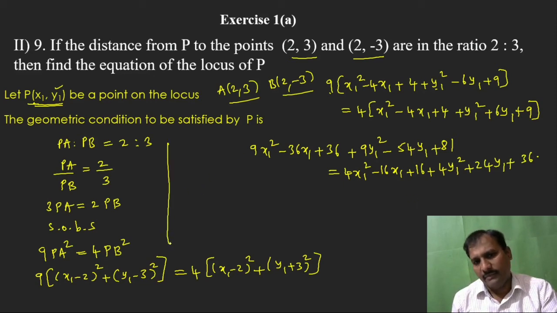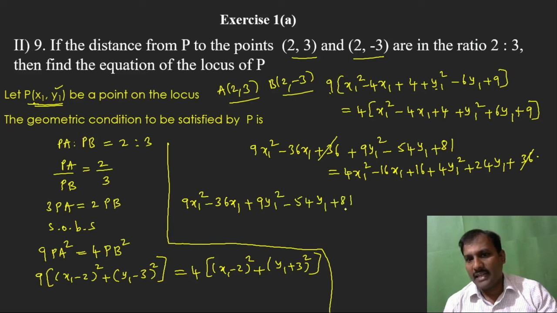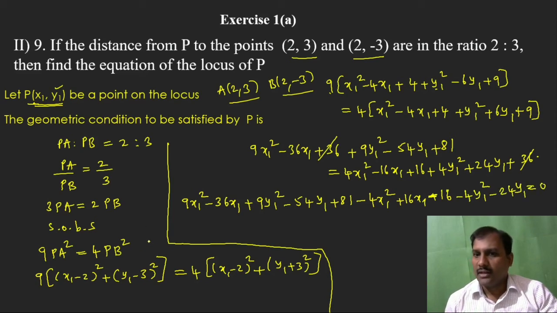So what you will get here is, see, this will become 9x1 square minus 36x1 plus 9y1 square. Okay, both sides 36, 36 gets cancelled. Now what is remaining here? Minus 54y1 plus 81 minus 4x1 square plus 16x1 plus 16, sorry, this will become minus 16 minus 4y1 square minus 24y1 equal to 0. Now let us simplify.